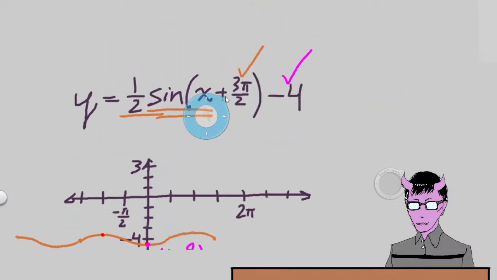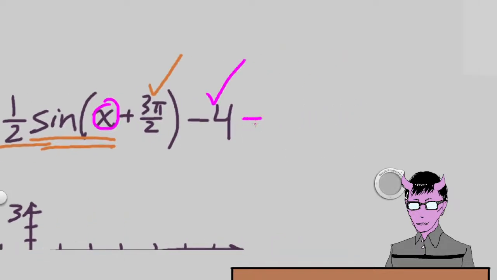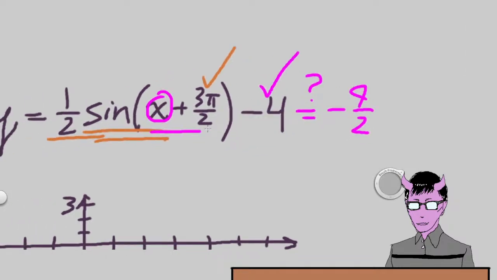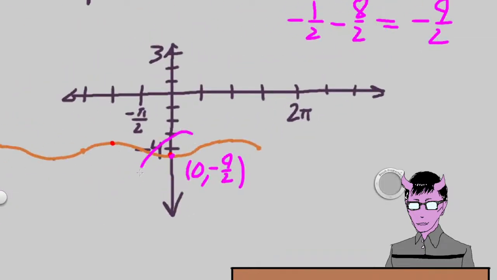So according to our graphical hypothesis, if we input a 0, we're supposed to get out a -9/2. Is it going to be true? We'll just test it out. So 0 plus 3 pi over 2 is going to be 3 pi over 2. Sine of 3 pi over 2 is an interquadrant angle downwards, so it's going to be -1. And then -1 times 1/2 is -1/2. So -1/2 minus 4 is indeed -9/2. So the graphical hypothesis is pretty good.